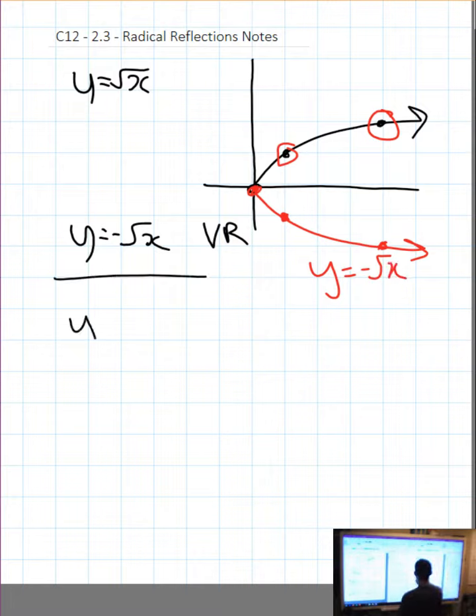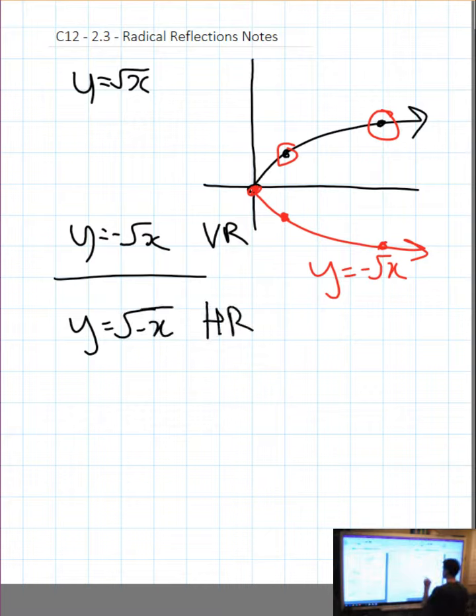Now let's do the function y equals root negative x. Well, that's inside the brackets with x, so that's a horizontal reflection. So in blue, if I take my x and y intercept, I have an x value of 0, and if I multiply that x value of 0 by negative 1, I get 0, so that point doesn't change.